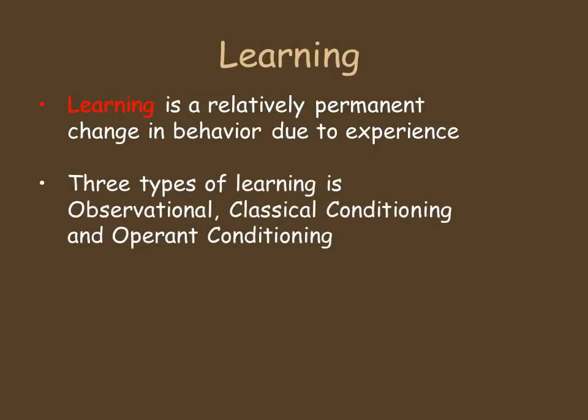So let's begin. The basic definition of learning. Learning is a relatively permanent change in behavior due to an experience. So there's an actual change in your behavior. This unit, we've already talked about observational learning, where you've changed your behavior, but it's also going to contain classical conditioning and operant conditioning. This video specifically looks at classical conditioning.